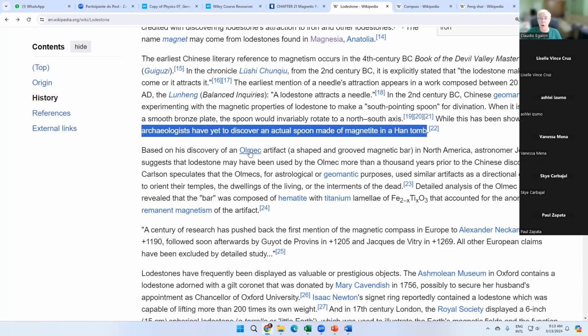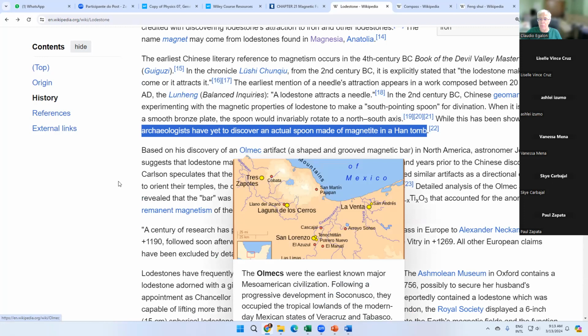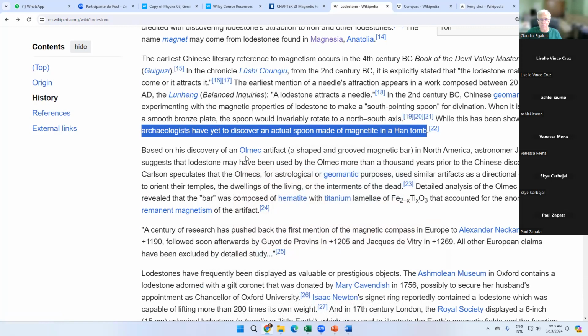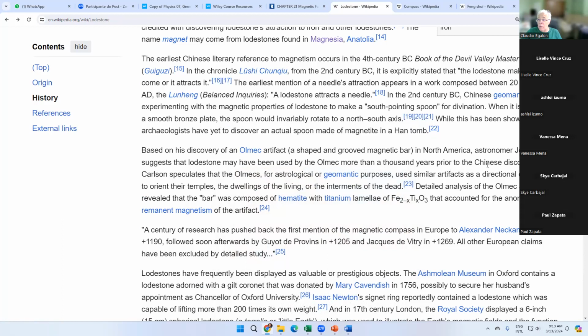Okay, based on the discovery of an Olmec artifact, even here in the Americas, the pre-Columbian civilizations. Based on his discovery of an Olmec artifact, a shaped and grooved magnetic bar in North America, astronomer John Carlson suggests that lodestone may have been used by the Olmec before the Mayas, right? Before the Aztecs, more than 1,000 years prior to the Chinese discovery. Oh, so the Americans were ahead of the Chinese in terms of the magnetic field, right? In terms of compass.